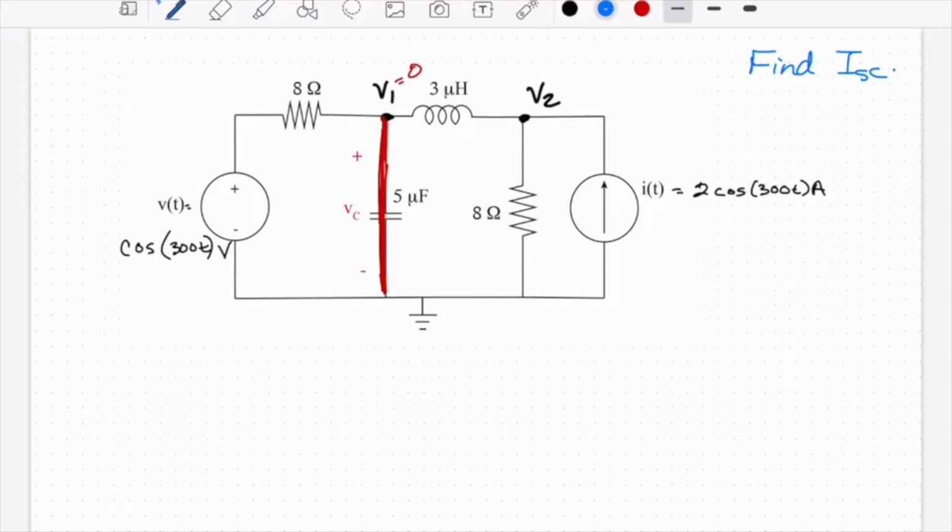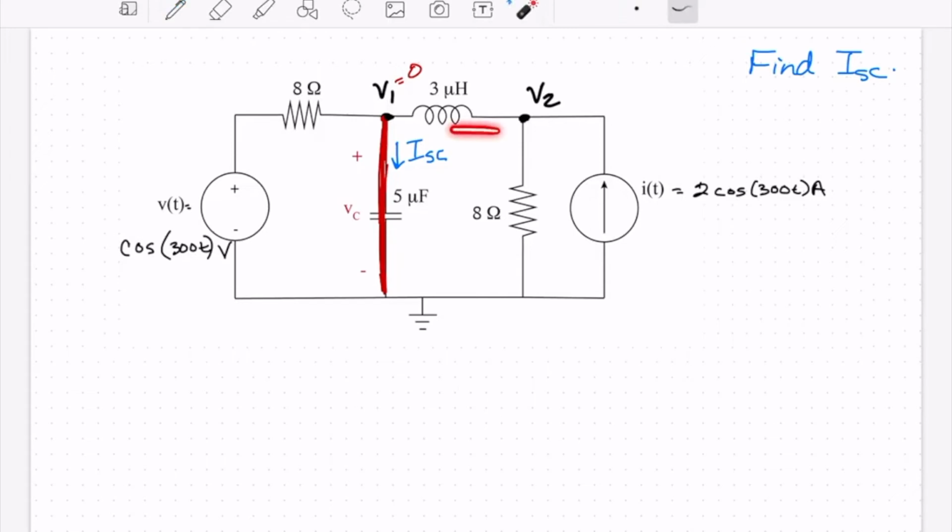So we need to know what I short circuit is. So now let's go ahead and find I short circuit. Let's write a nodal equation at V2. The reason I'm choosing to do that is that when I look at V1, it looks a little odd, so I'm just going to start with the easy one first.